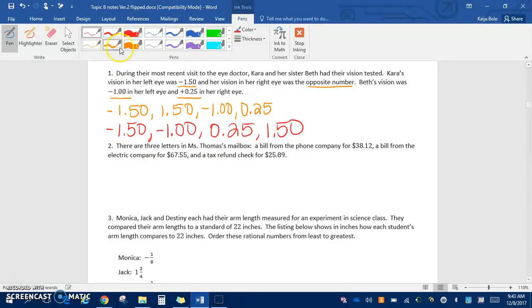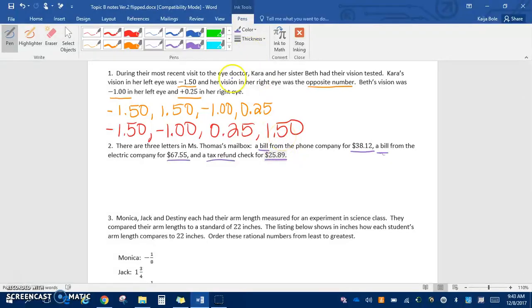Looking at number 2 here, it says there are 3 letters in Miss Thomas's mailbox. A bill from the phone company for $38.12. Another bill from the electric company for $67.55. And then a tax refund check for $25.89.